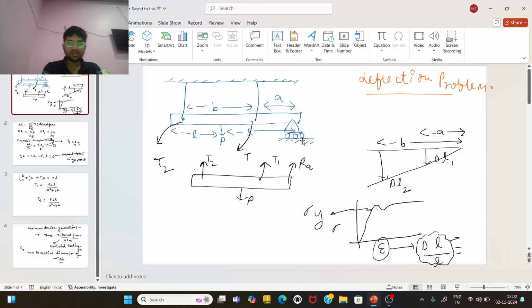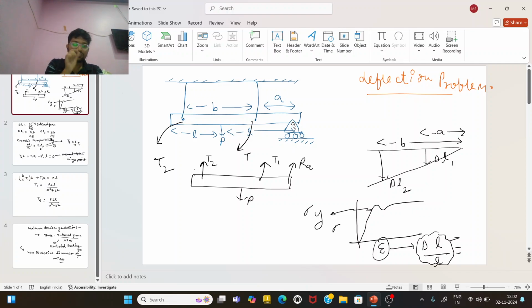How much tension is there in these two wires, and what are the deflections of point 2 and point 1? And what will be the reaction force provided by the roller support to the rigid rod? This is the main purpose of solving this problem. This is a GATE problem.